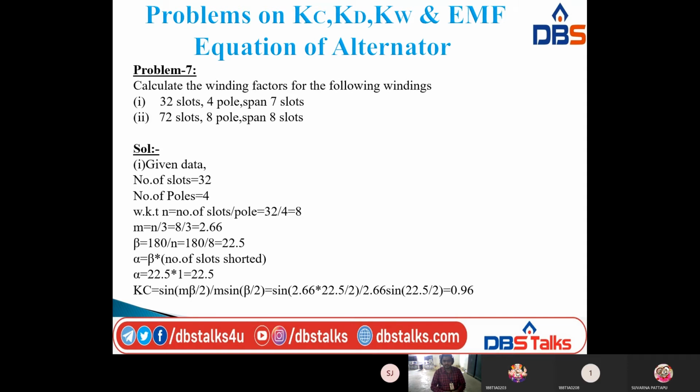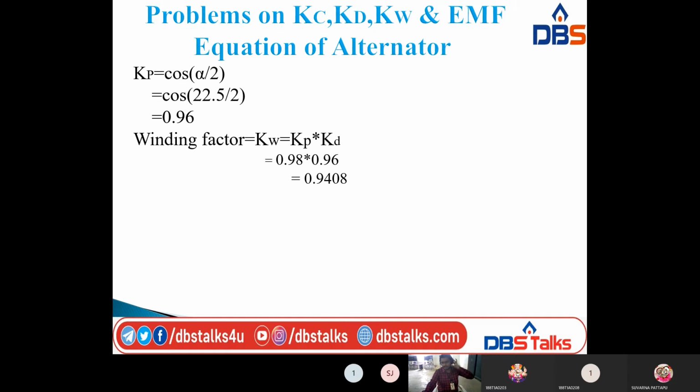So sin of m value 2.66 into beta value 22.5 by 2, divided by m value 2.66 into sin of beta value 22.5 by 2. We have 0.96. Now we have to calculate the Kp, that is the pitch factor or pole factor, that is Kp equal to cos(α/2). This is also known as coil span factor or pitch factor. Here alpha value is 22.5. Substitute that value, 22.5 by 2. Lastly we have 0.98.